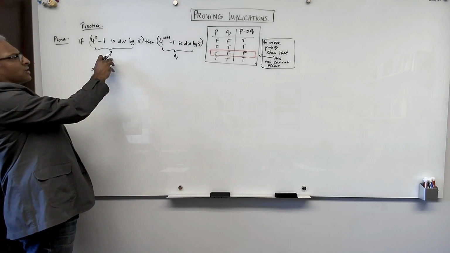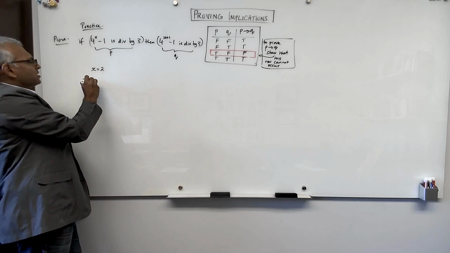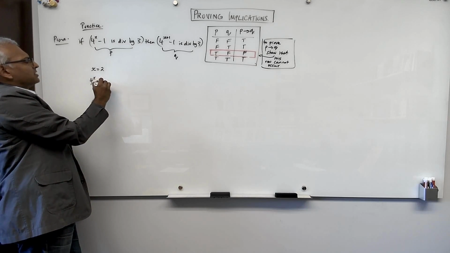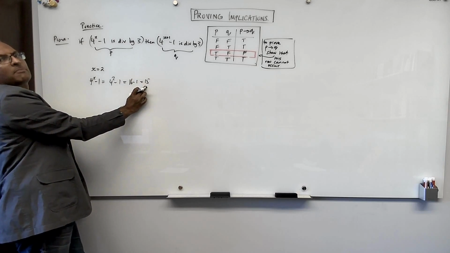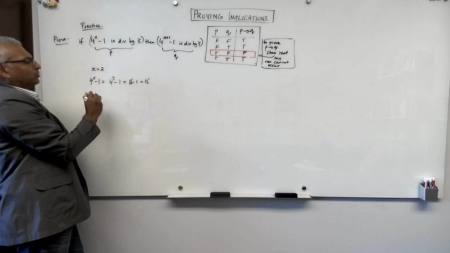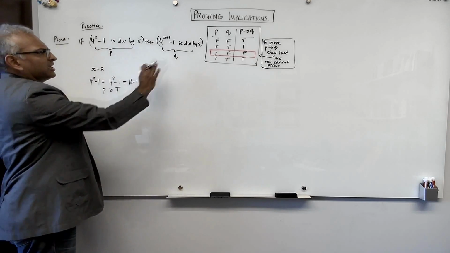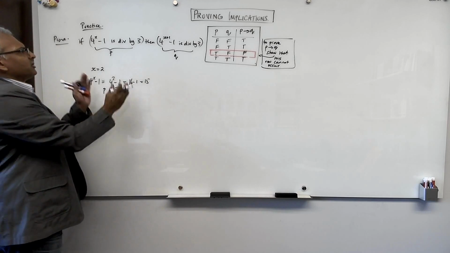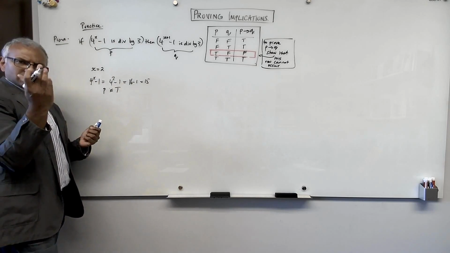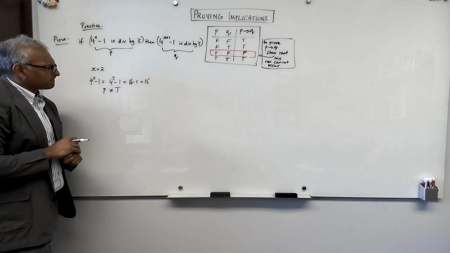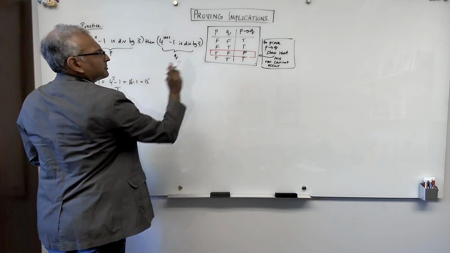So let's look at P. What does P talk about? P talks about 4 to the x minus 1. So 4 to the x minus 1 is 4 squared minus 1, which is 16 minus 1, which is 15. And that's divisible by 3. So P is true. Now, if this implication is true, remember, we argued that if you know that the left side of a true implication is true, then the right side must be true.